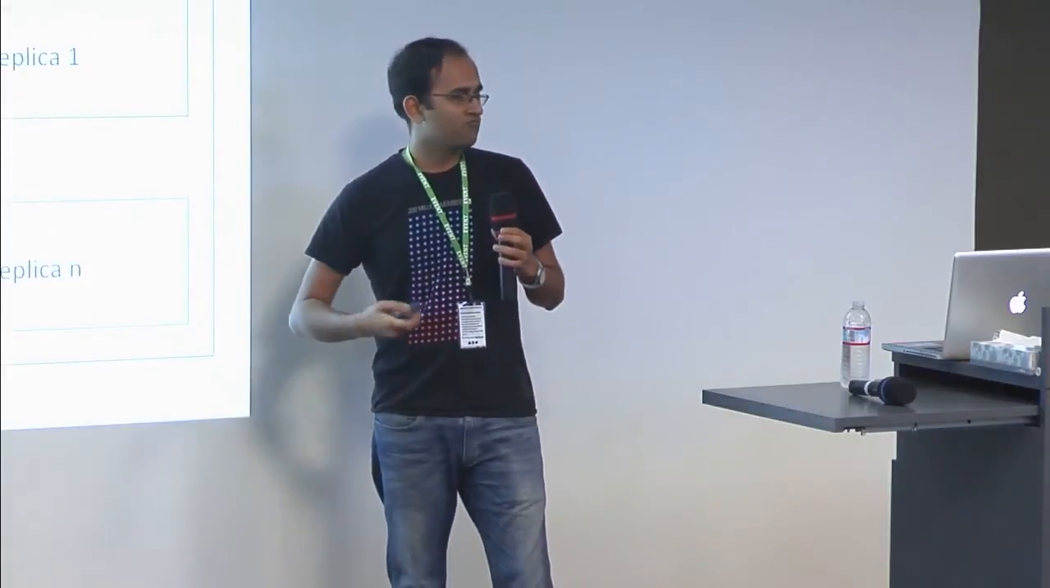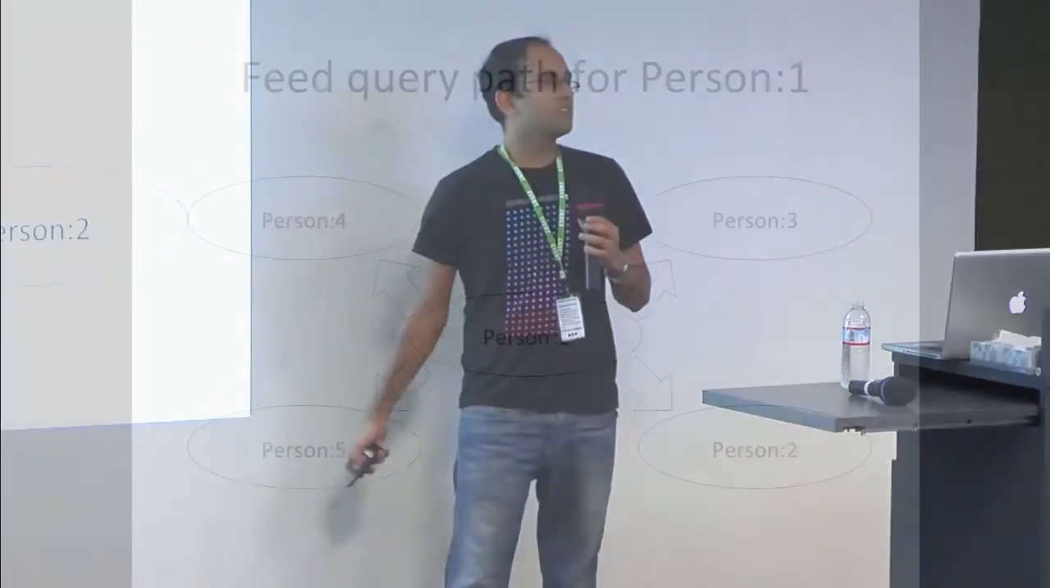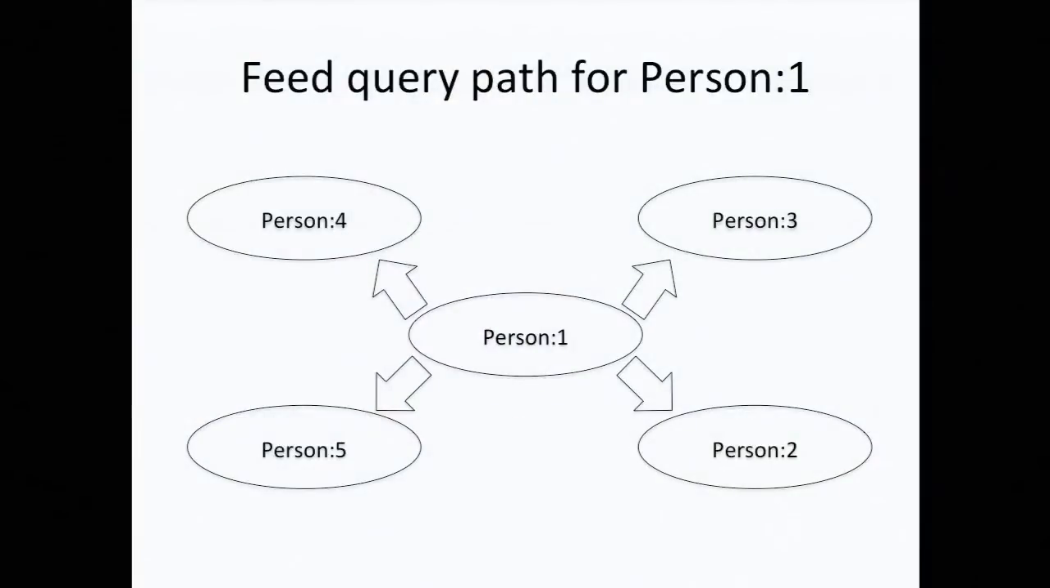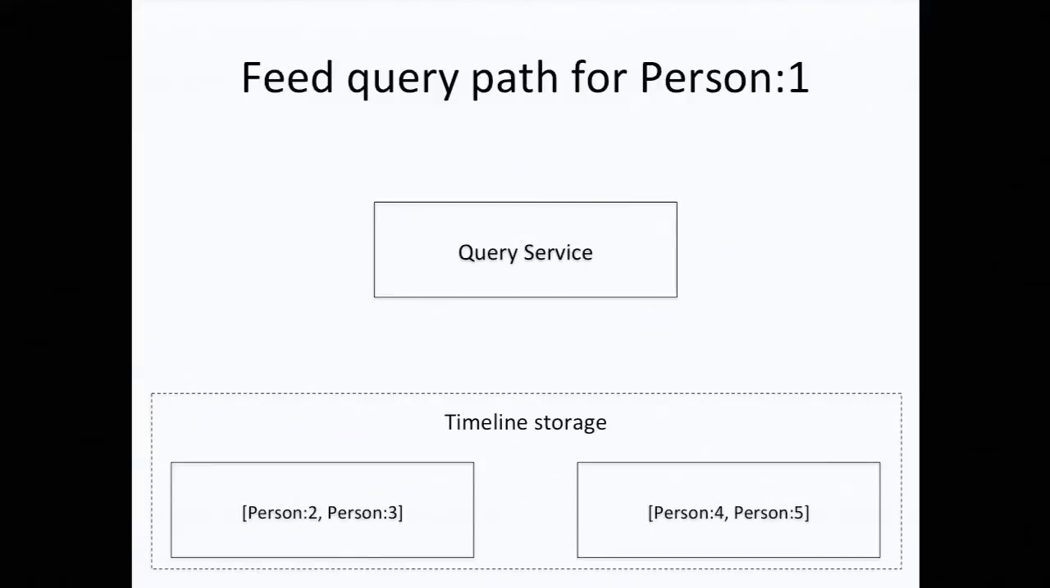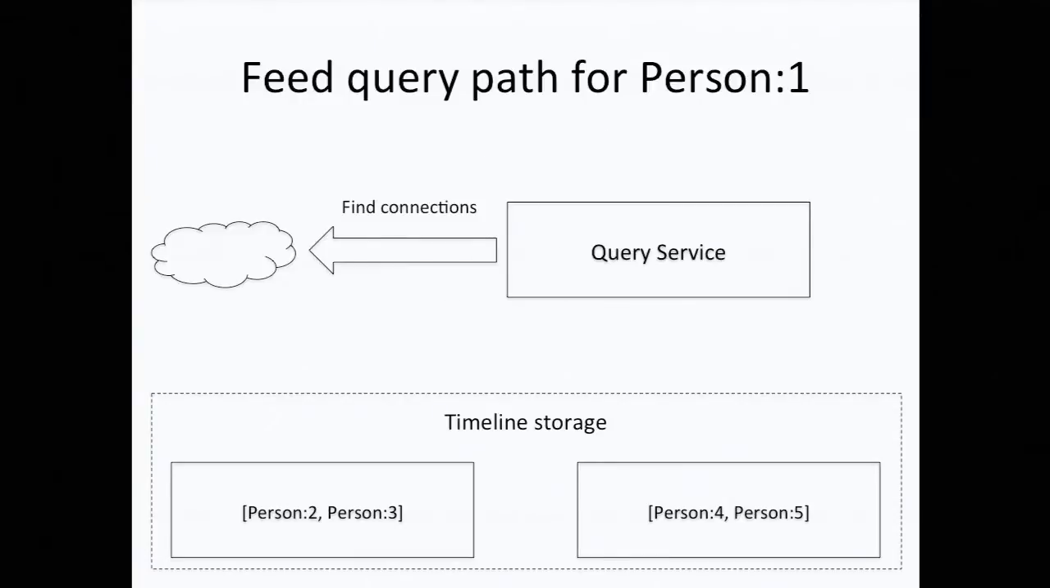Now, if I have this timeline data, how do I create a feed from that? Let's again take an example. Let's say we want to render a feed for person 1, who is connected to persons 2, 3, 4, and 5. We have the timeline storage cluster in which we have two boxes. One box containing data for persons 2 and 3, the other one containing data for 4 and 5. A feed request comes for person 1. The query service talks to some downstream service to find out the list of connections for person 1. This downstream service returns the list of connections, in this case 2, 3, 4, and 5.